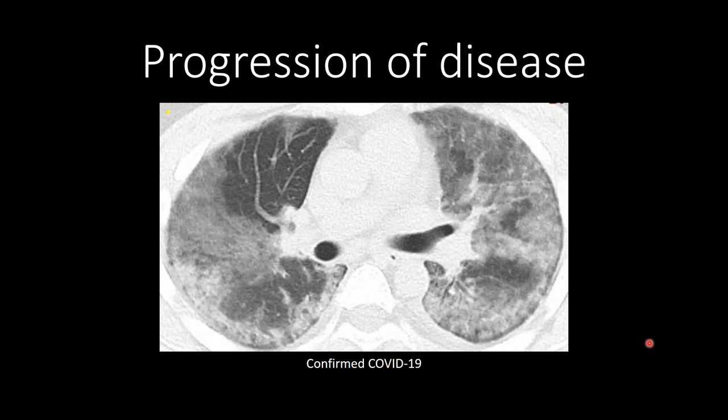In more progressed or severe cases of COVID-19, you may see diffuse ground glass opacification with areas of consolidation. So in this case, the process is still predominantly peripheral. It's ground glass predominant diffuse lung disease with areas of developing consolidation.